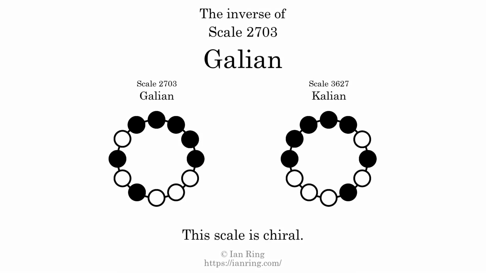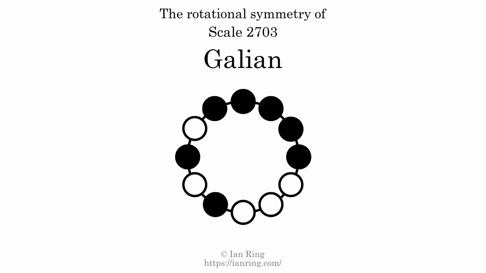The inverse of a scale is a mirror image. It is what you get when the sequence of intervals is reversed. The inverse of this scale is scale 3627, also known as Galian. This scale is chiral. It cannot transform into its inverse by rotational transformation. This scale has no rotational symmetry.